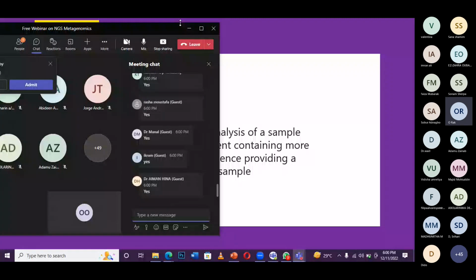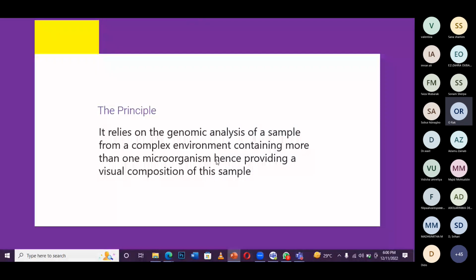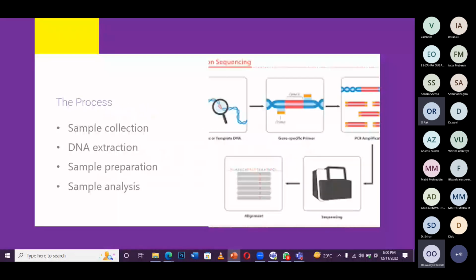All right, let's proceed. So we have the principle, and I've explained this. Now we have the process. As a PhD holder, or probably you want to do your PhD and you're cracking your head, you want to understand what area of research you want to engage in. So this is the process.